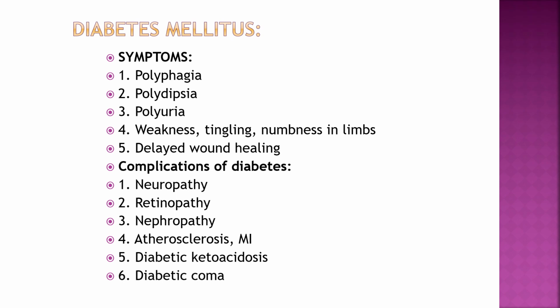If the diabetes is not controlled, then complications of diabetes may be neuropathy, that is involvement of the nerves, then retinopathy, involvement of the eyes, nephropathy, involvement of the kidneys, then heart, so there can be atherosclerosis or myocardial infarction. And because of the accumulation of ketones, the patient may get diabetic ketoacidosis or diabetic coma. So these are the complications of uncontrolled diabetes.